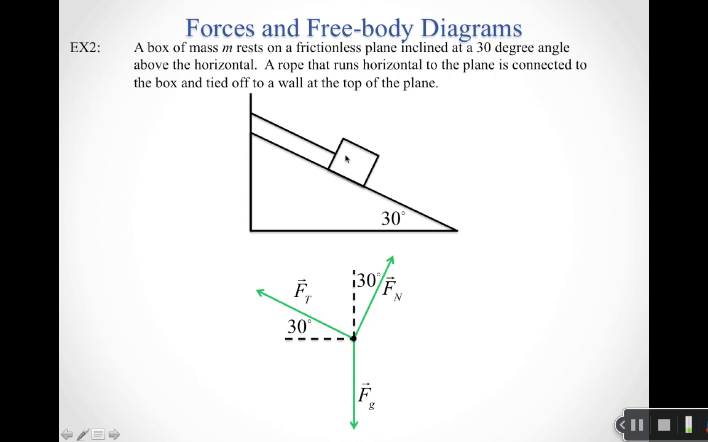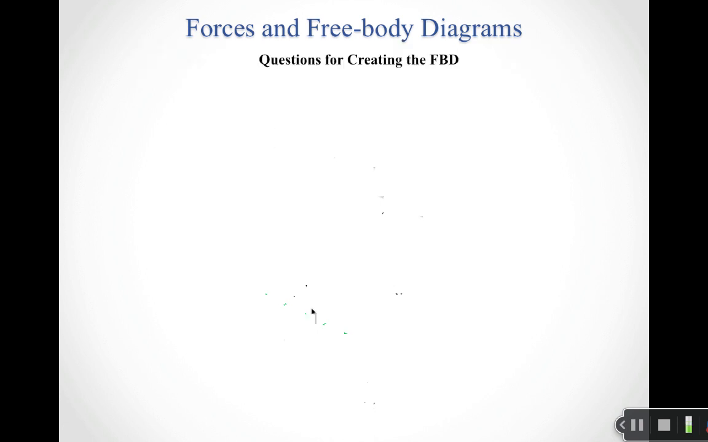Is my box connected to a spring? No, it's not. No spring force. Is there anything else pushing on the box? Again, in this case, there's not. It sits there basically because it's tied off by the rope. So there's not another applied force to draw in. So in this case, here's my free body diagram. I just have these three forces.